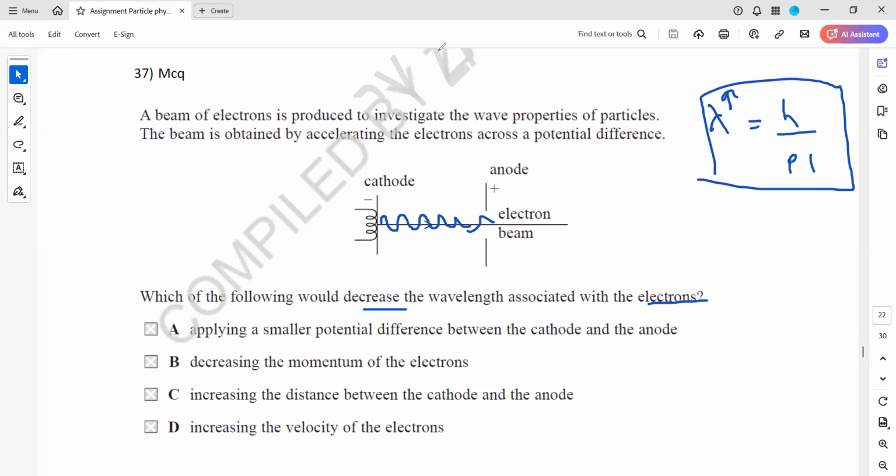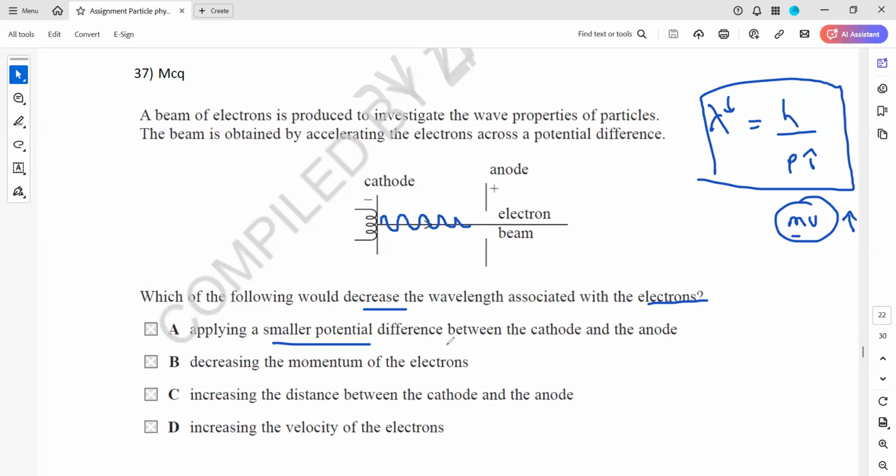If we want to decrease the wavelength, we should increase the momentum. And how can we increase the momentum? Momentum is a product of mass and velocity. Mass cannot be changed, but the velocity can be changed. Mass will change if it moves relative to the speed of light. Yes, the mass does change. But in this case, if it's not moving close to the speed of light, the mass will not change.